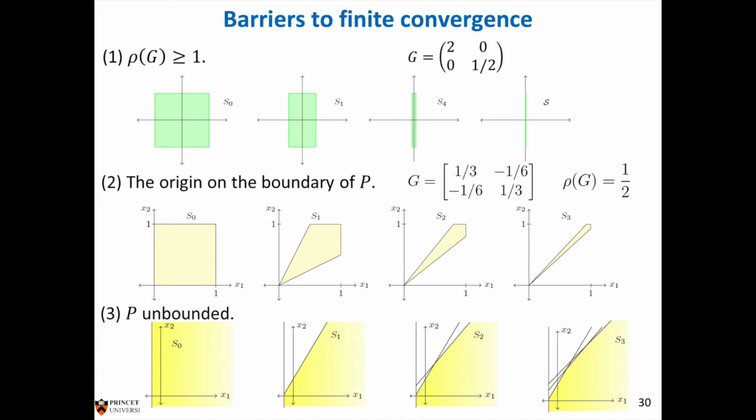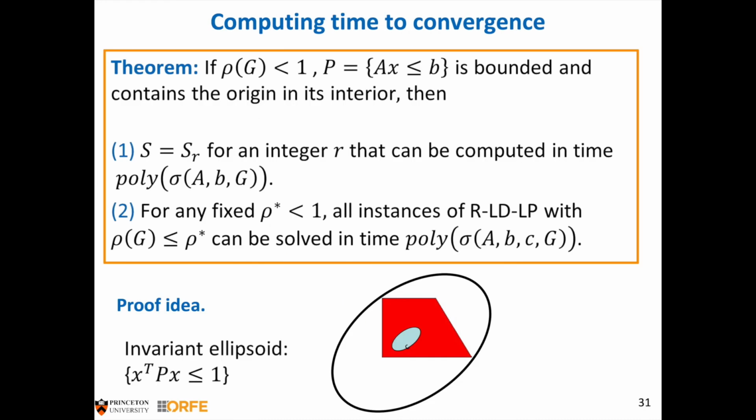Okay. But the main theorem is this. Essentially, if you rule out these 3 bad cases, so if rho is strictly less than 1, the polytope is bounded and contains the origin in its interior. So this is literally saying remove the 3 cases, right? Then convergence is finite. Not only is it finite, but we can compute how many steps it will take. It will take a number of steps which depends polynomially on the size of the input data.